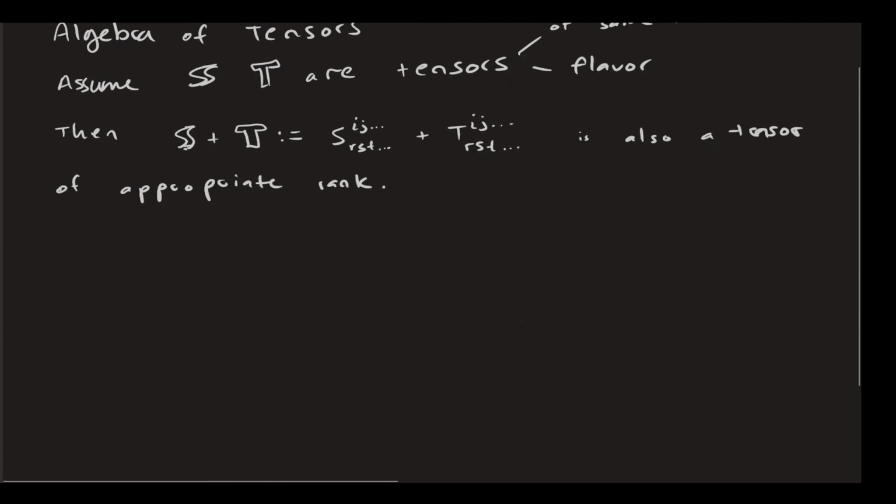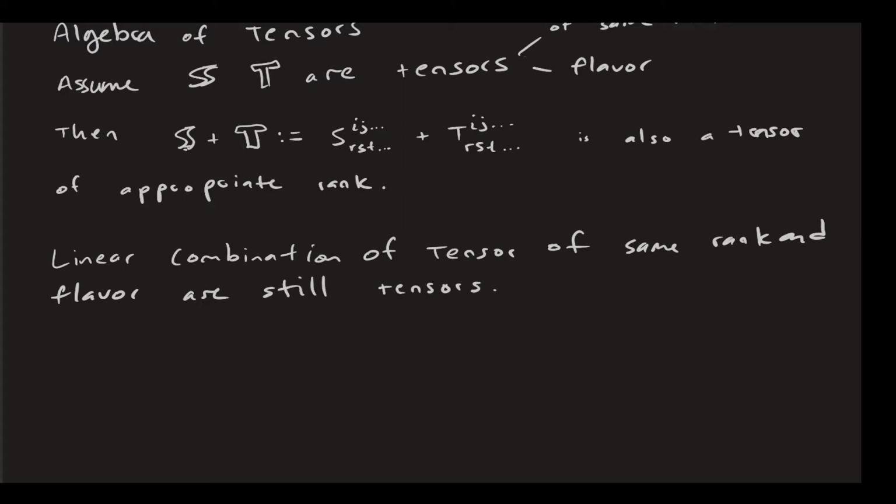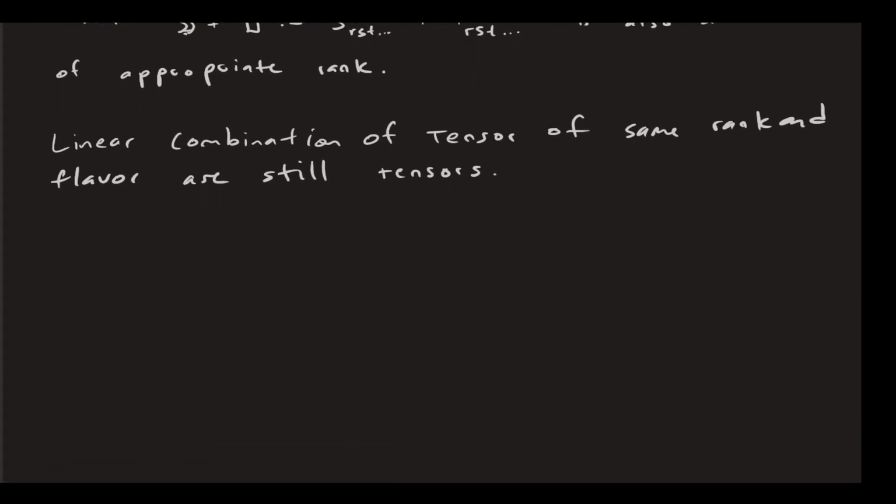You can also multiply by a scalar and add them together. So we can do linear combinations. A linear combination of tensors of the same rank and flavor is still a tensor, because we can just multiply by a constant.